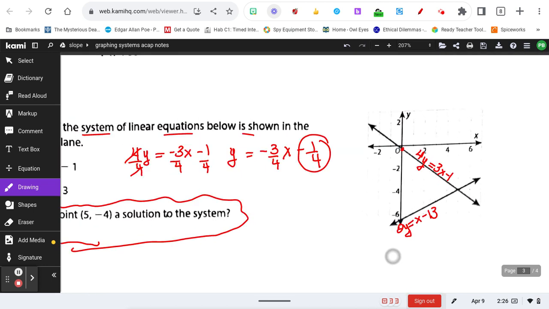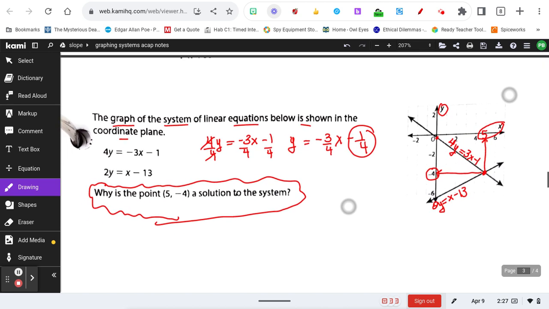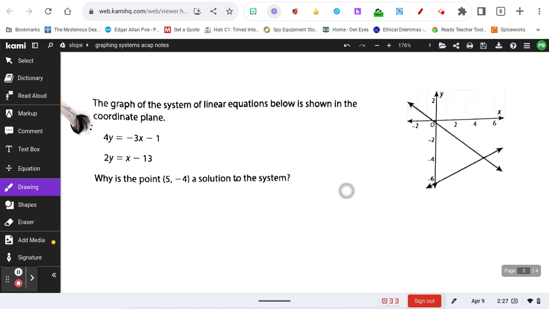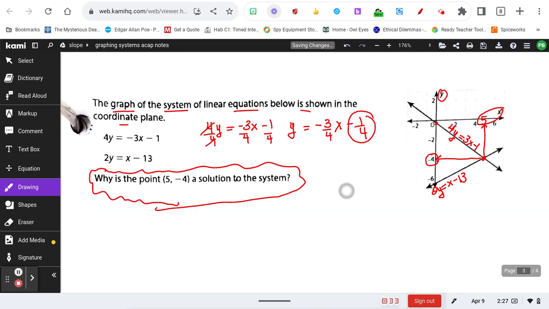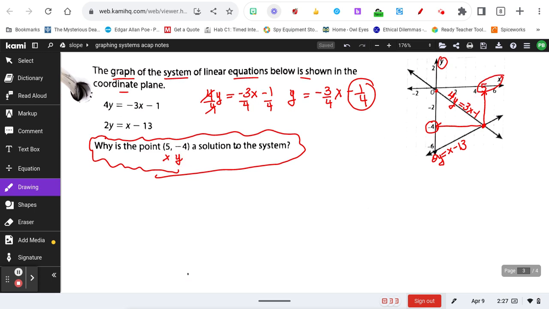Okay, so if you look over here, here's your point of intersection. That is an x of 5 and a y of -4. Well, why is that a solution? It is a solution because it must be the point that makes the left side equal to the right side of the equation in both equations. So I'm going to check it out and see. It satisfies both equations. That's normally what you'll see.